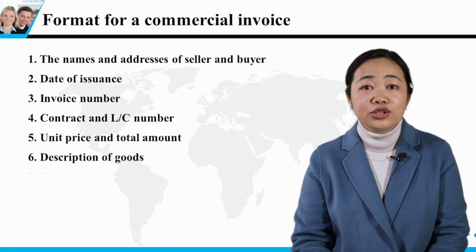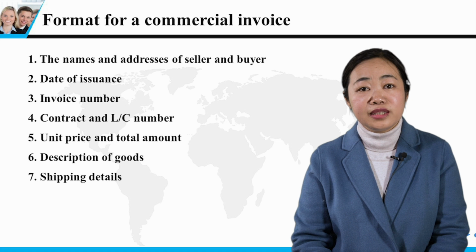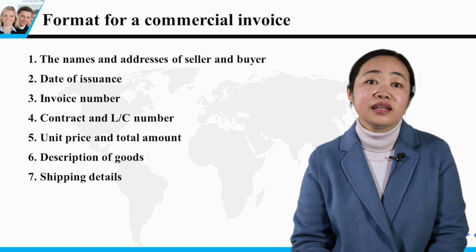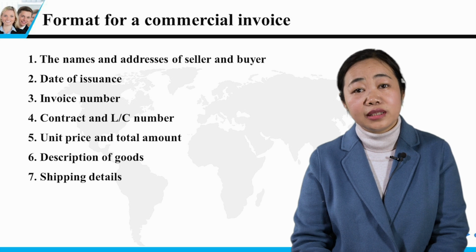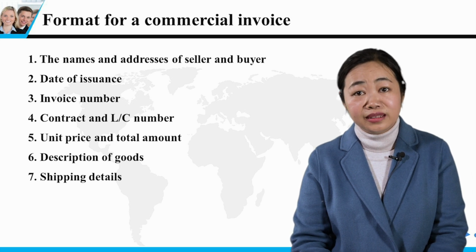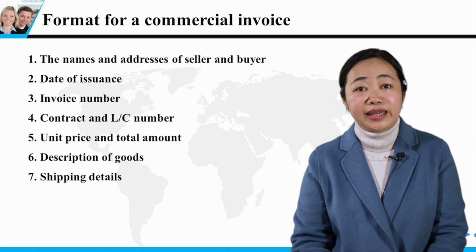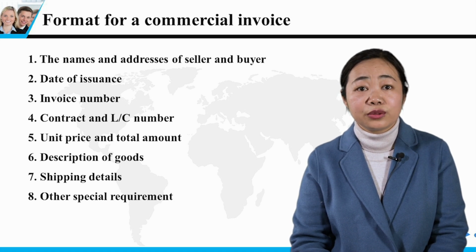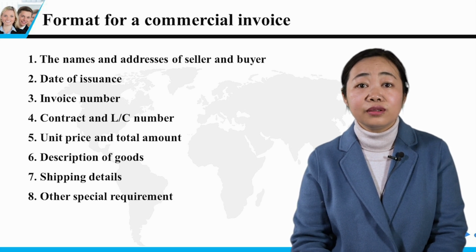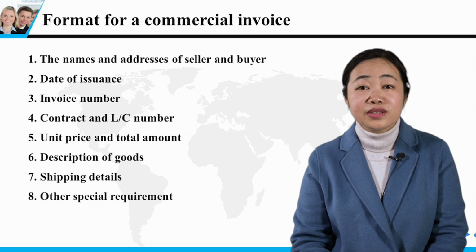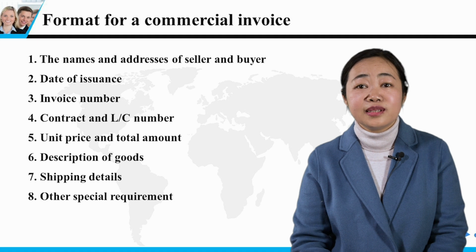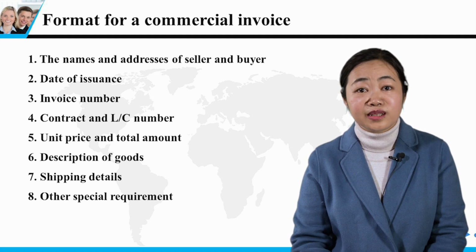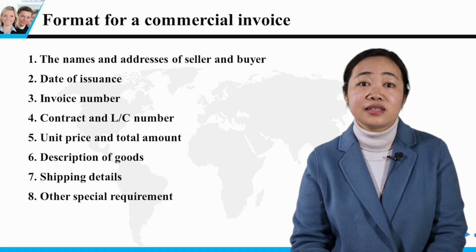Number 7. Shipping details. Sometimes shipping details should be included in the invoice, such as transportation information, shipping mark, and packing. Number 8. Other special requirements. Some special information may be required in the letter of credit. For example, the credit stipulates that the commercial invoice should bear the following clause, such as, "This invoice is authentic." Therefore, the sentence, "This invoice is authentic," must be shown in the invoice as required.